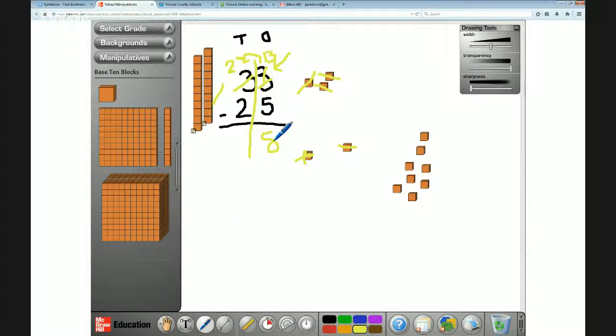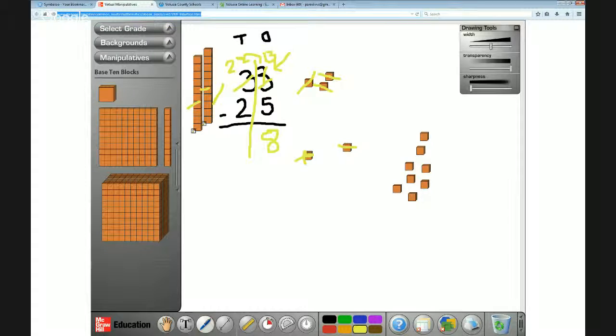Now we get to do the tens. You've got 2 tens minus 2 tens. Well, goodness, that's pretty easy. 2 tens minus 2 tens is 0 tens. So 33 minus 25 is 8.